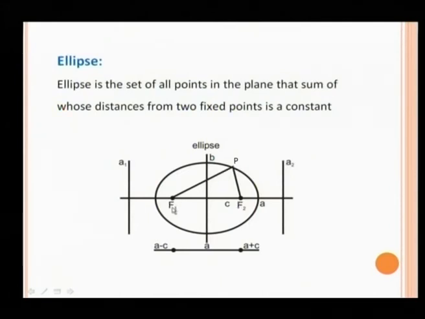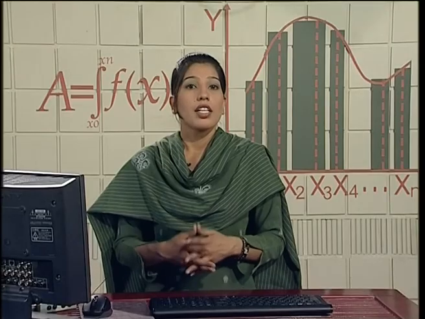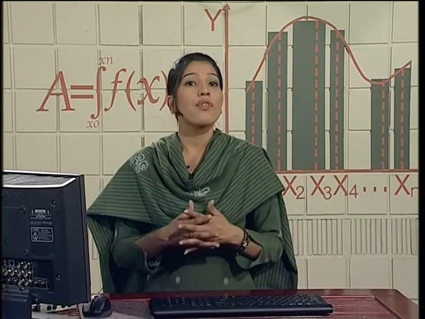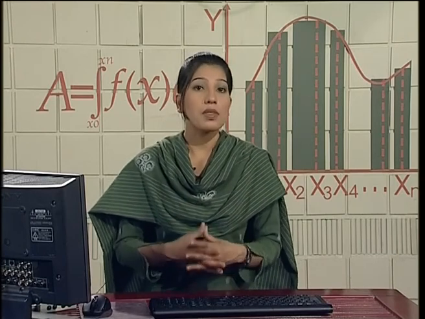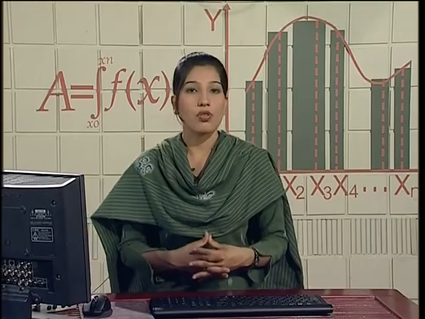By definition here, if the distance between F1 and a point on the ellipse plus the distance between F2 and a point on the ellipse is constant, then it would be a curve, or it would be a figure of an ellipse. You can see the derivation of the equation of ellipse through the definition on the screen.